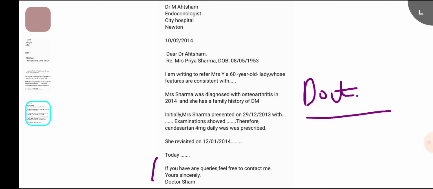So this is the simplest way of writing an OET letter in the correct way. Hopefully that's going to help.